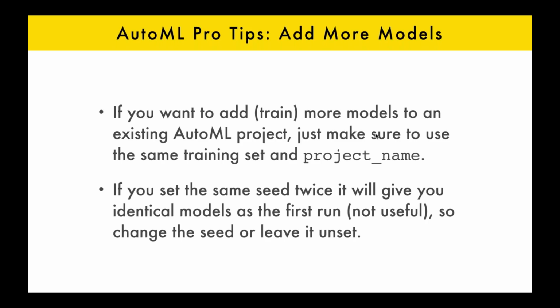That's an argument you don't have to set by default, and it will actually automatically fill it in, but with something based on the name of the training set and that type of thing. But basically, to add more models to an existing AutoML run or project, you just reuse the project name. This is similar to using grid search in H2O: when you want to add more models to an existing grid, you just make sure to specify the same grid ID.